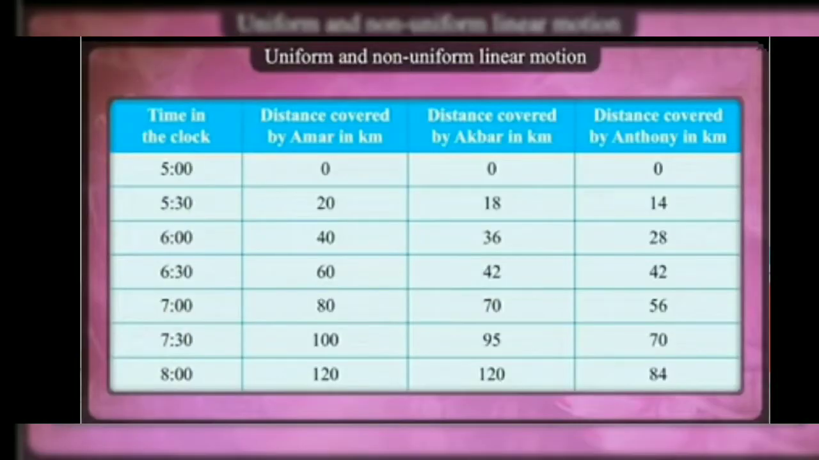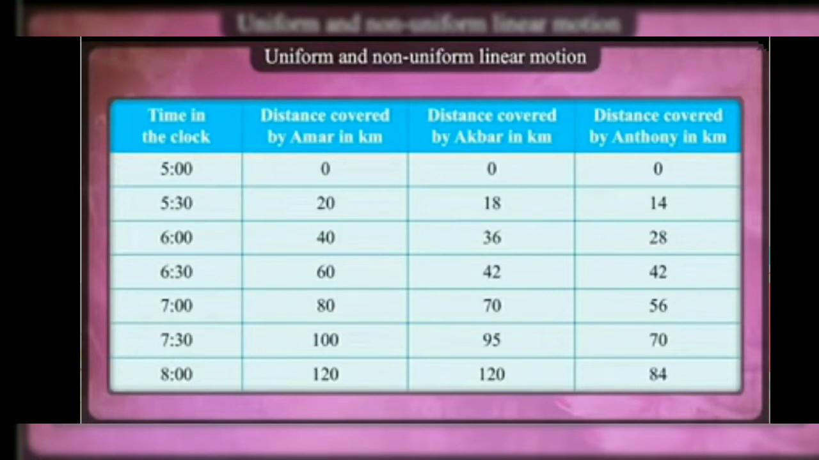Look here in this table. First we have the time in the clock. In the second column we have the distance covered by Amar in kilometers, in the third column the distance covered by Akbar, and in the fourth column the distance covered by Anthony. So at 5 o'clock, the distance covered by Amar is 0, same for Akbar and Anthony.